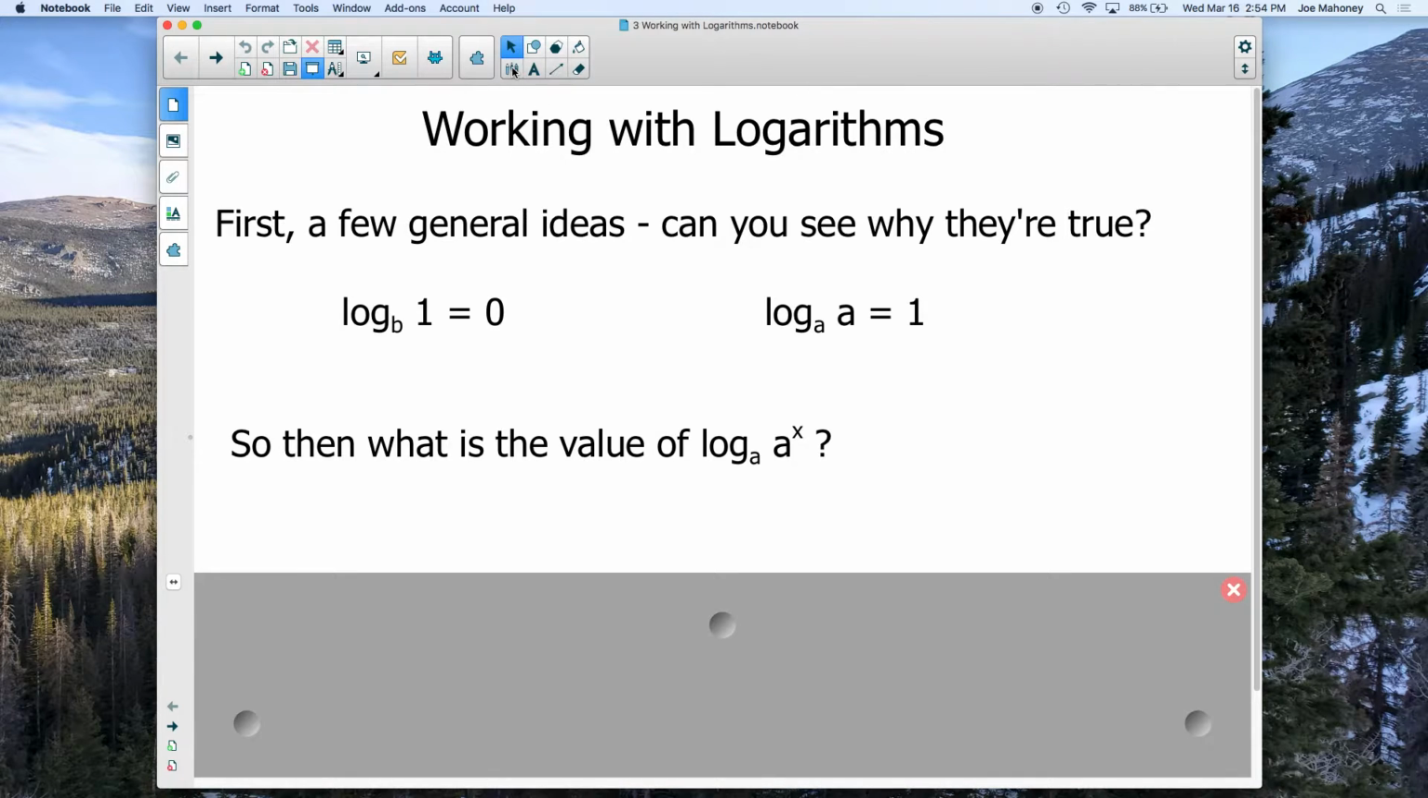All right, let's see if we can do a little bit of work with some of these logarithms now. We're going to have a fun one today, friends. So buckle your safety belts, put your helmet on, and let's go. So first of all, can you see why these two statements are true?